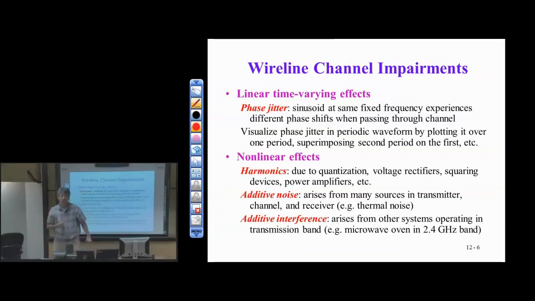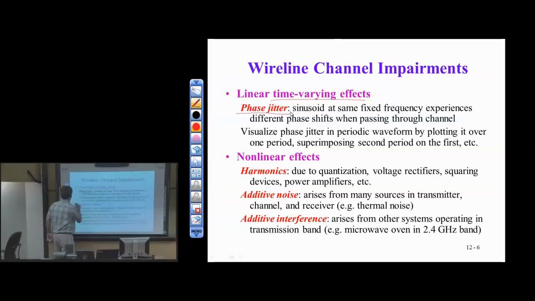There are other impairments in a wired communication system, and all the impairments we talk about for the wireline case apply to the wireless case. And there are some additional issues with wireless as well. So we now have linear time-varying effects in the wireline case, and this means the frequency response will vary with time. One way to see this is if I were to put a sinusoid in.